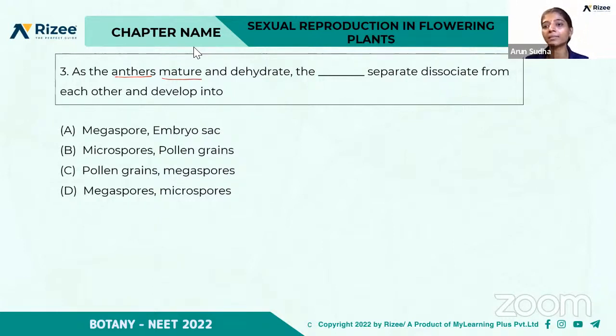Yes, B is the right answer. When the anthers mature and dehydrate, the microspores are first present in the form of a tetrad. The microspores separate and dissociate from each other. From the tetrad, they separate to form individual microspores and they develop into pollen grains. So B is the right answer. Megaspores are associated with the female reproductive part, right? Here it is asked about anthers. So look clearly and then answer. B is the right answer.